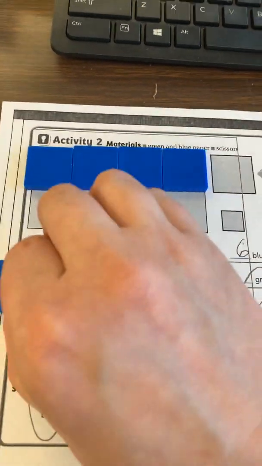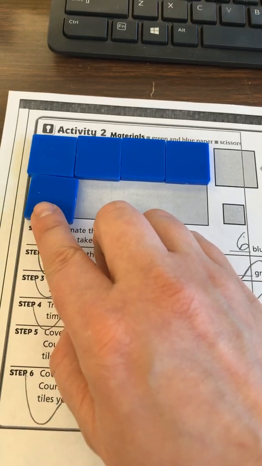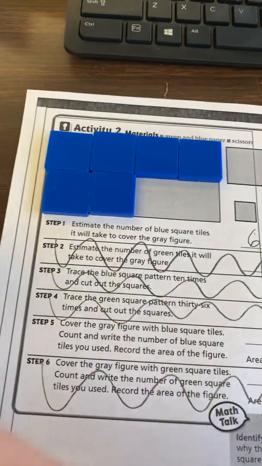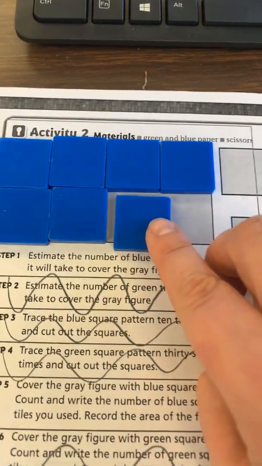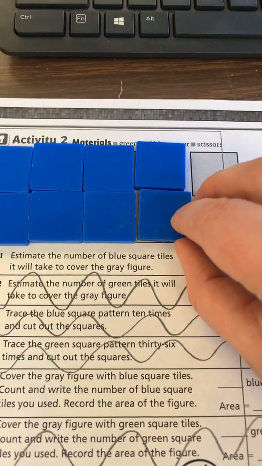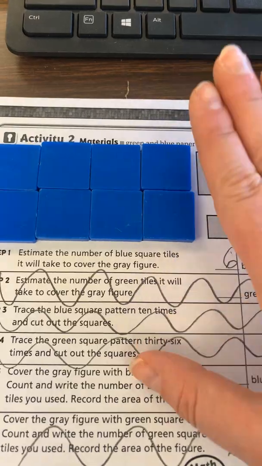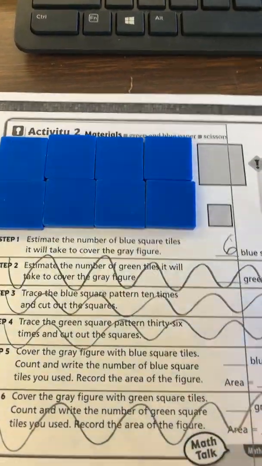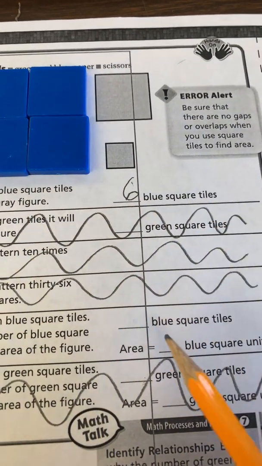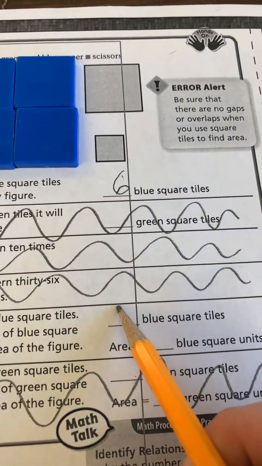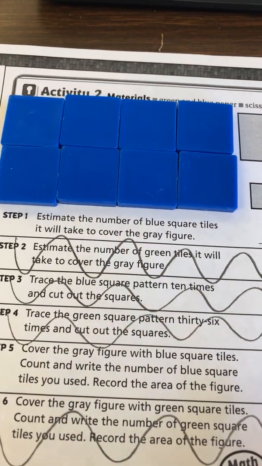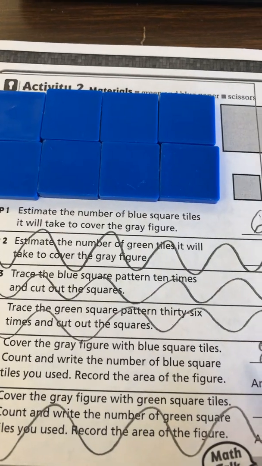That's 4 and 5 and 6 tiles, 7 tiles, and 8. They fit perfectly without any gaps and without any overlaps. So we estimated 6, but we actually have 8 blue square tiles to cover up our rectangle.